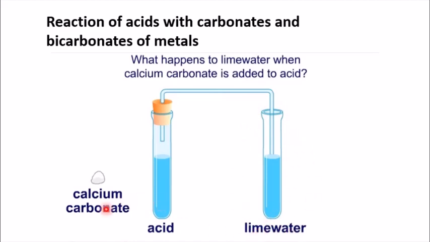So when acid is mixed with calcium carbonate, carbon dioxide gas is released. From here the carbon dioxide gas will pass into the lime water. When lime water comes in contact with the gas released from the effervescence, it turns milky. And this is the chemical test for carbon dioxide gas. So this gas is produced in the reaction of acid with carbonates and bicarbonates of metal. Whenever bicarbonate and carbonate react with acid, we get carbon dioxide gas.